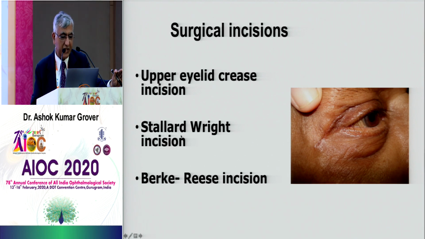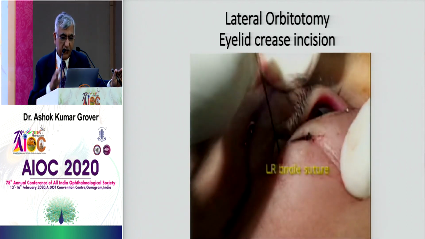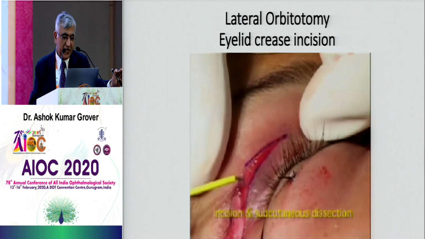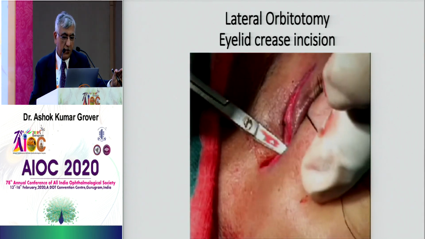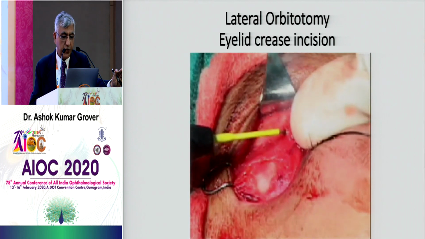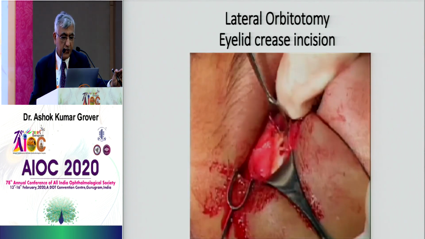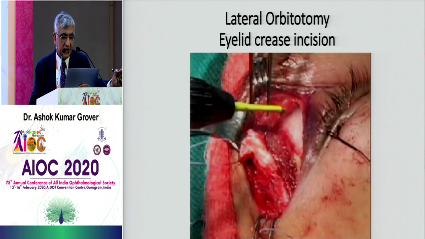For lateral orbitotomy, the upper eyelid crease incision is now the favored approach. Traditionally, you had the Stallard-Wright incision or the Burke-Reese incision. But now the upper eyelid crease incision is very much the favored incision because of minimum scarring and least possible dissection. We'll very briefly look at this video where we're going through the eyelid crease and we have incised the orbicularis muscle and defined the lateral orbital bone. This is the marking of the incision that we're going to make in the periosteum. Lift up the periosteum to go into the subperiosteal space. Then you dissect the temporalis muscle.